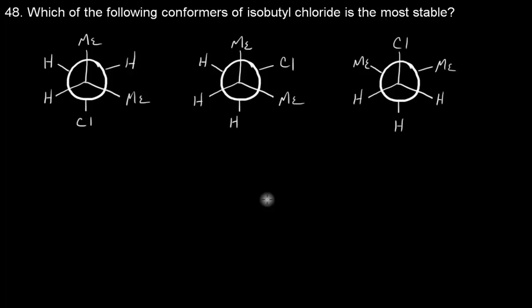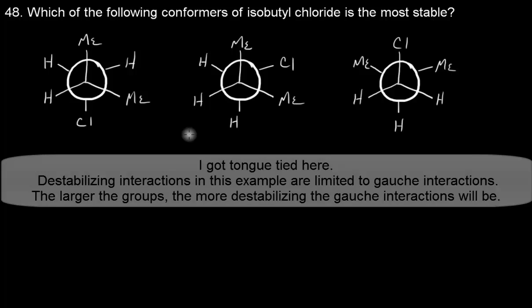Okay, so question 48, which of the following conformers of isobutyl chloride is the most stable? So the book gives you three different Newman projections, and so basically all you have to do is figure out which projection has the most steric strain. So we're going to have gauche interactions, and the more intense gauche interactions that are going to be destabilizing are going to occur between groups that are larger or take up more three-dimensional space.